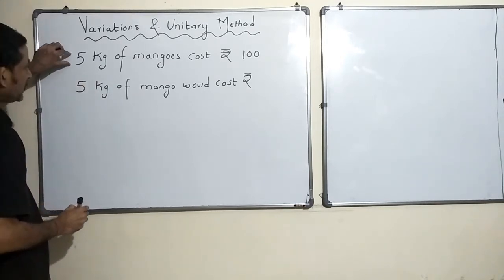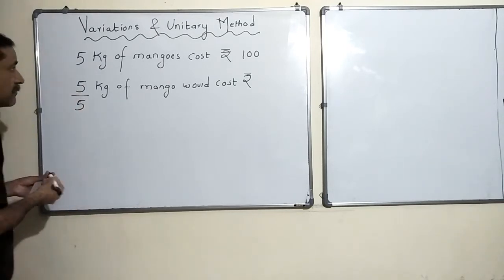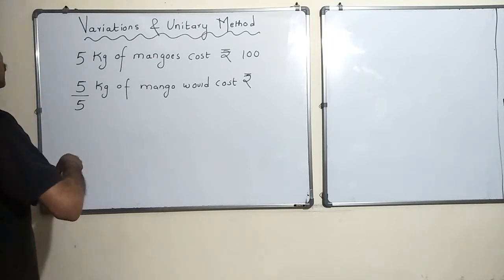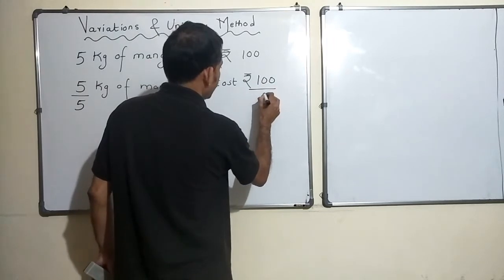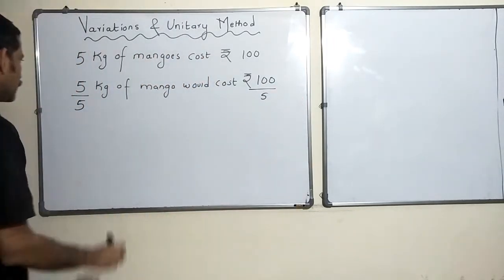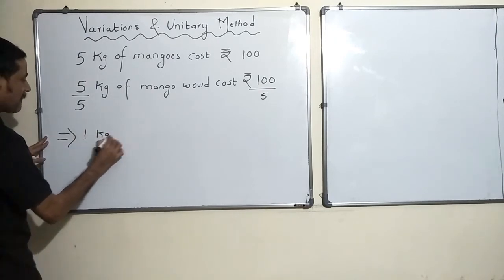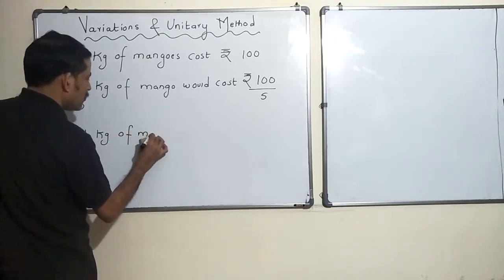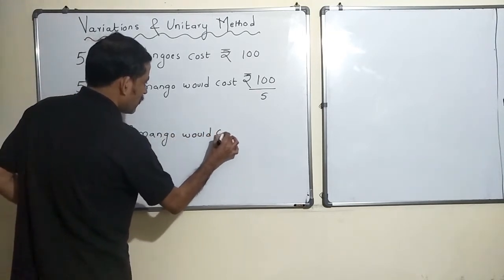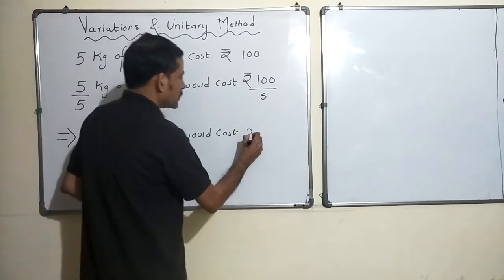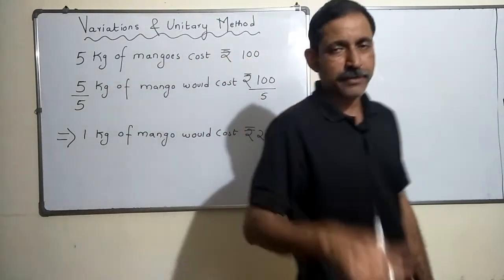I did the same statement, the first statement. I divide the left hand side by 5, right, and I do the same to the right hand side. So that implies 1 kg of mango would cost rupees 20. Now you all would agree that this is correct.